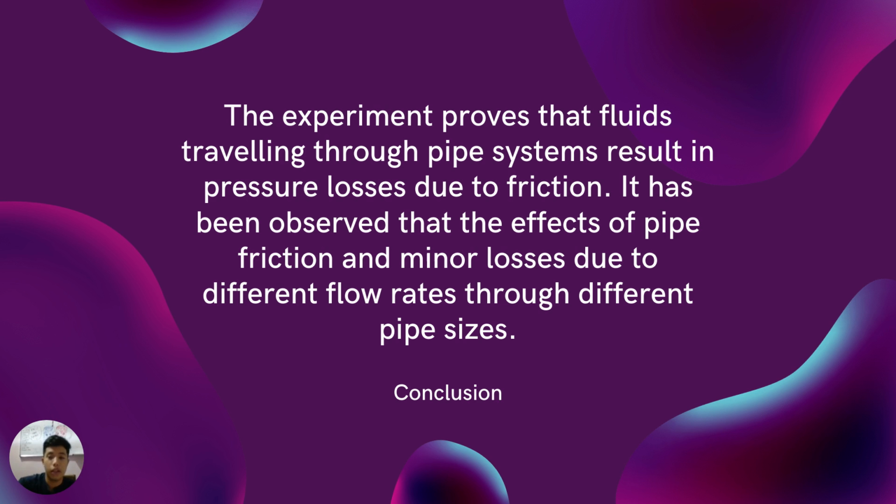Now, from the experiment, we can conclude that fluid traveling through pipe systems results in pressure losses due to friction. It has been observed that the effects of pipe friction and minor losses differ due to different flow rates through different pipe sizes. It's basically saying that what we're trying to observe from the experiment, which is the friction loss, really affects the head losses in the pipe, which will be different depending on the flow rate and the size of the pipe.